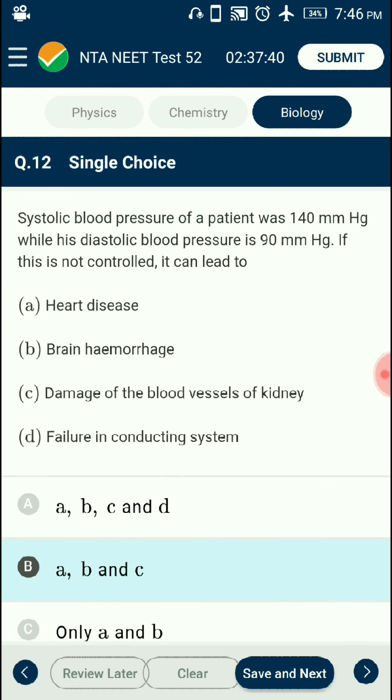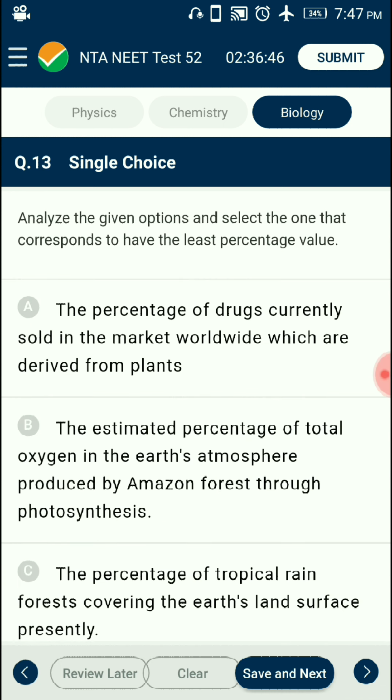The systolic blood pressure is 140 mmHg and the diastolic blood pressure is 90 mmHg. If this is not controlled, it can lead to heart disease, brain hemorrhage, followed by damage to the blood vessels of the kidney. Analyze the given options and select the one that corresponds to the least percentage value.